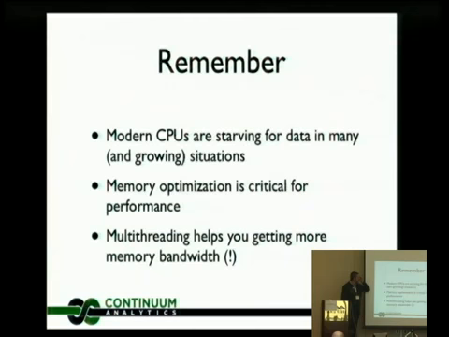So the final points to remember. We have to be aware that modern CPUs are starving for data in many situations, and these situations are growing fast because of this gap between memory speed and CPU speed. This gap is growing. Memory optimization is critical for achieving high performance, and finally, multithreading helps you get more memory bandwidth.